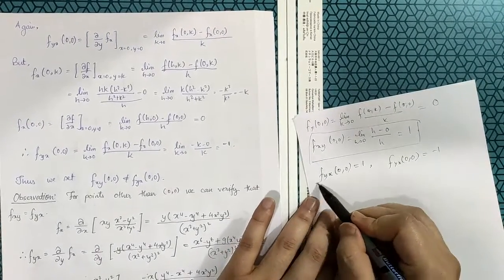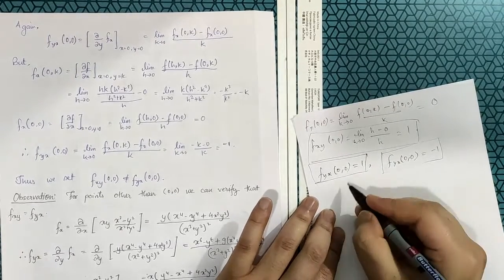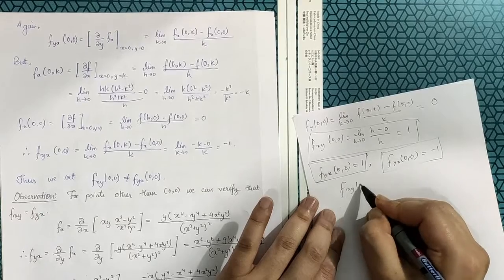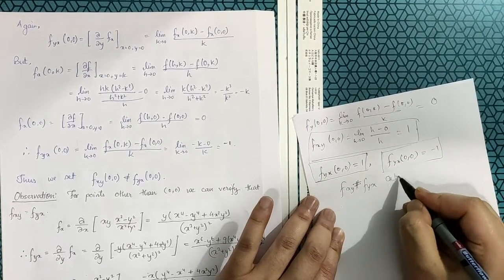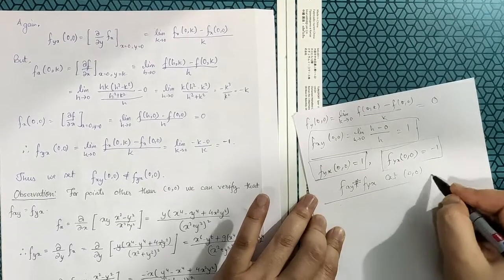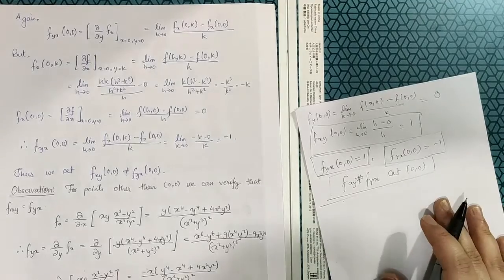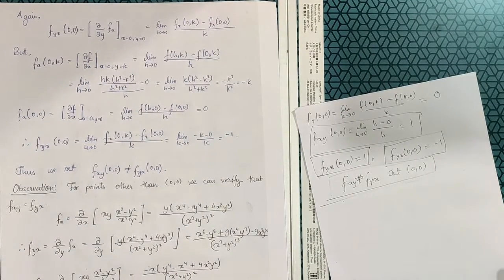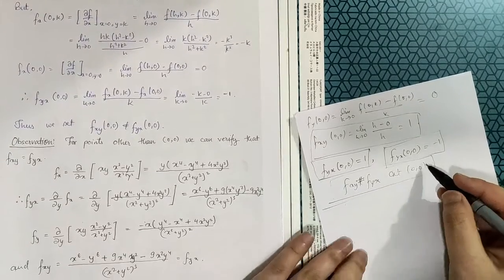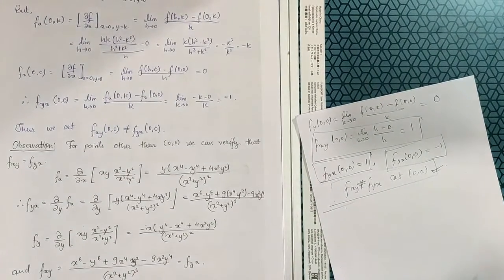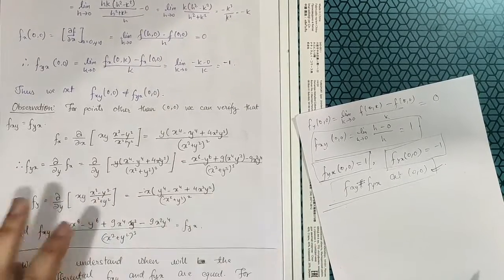What we see is f_xy and f_yx are not the same, so f_xy is not equal to f_yx at (0,0). So we have a confusion. Now, observation: this was at the point (0,0). We find it normally at all the other points.